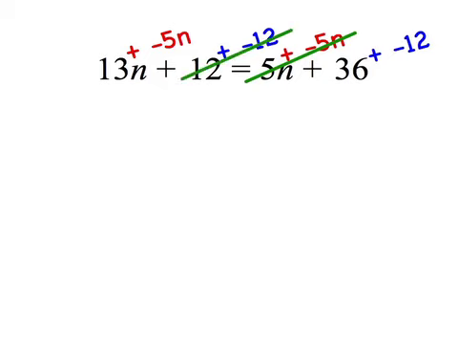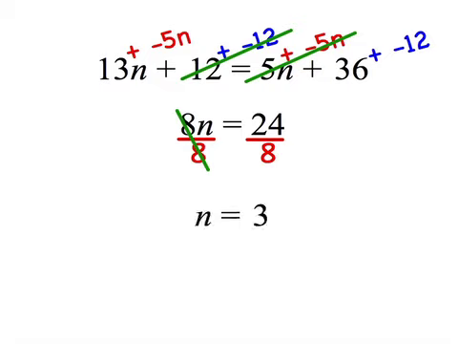So I have a variable term on the left side, turns out to be 8n, and a numerical term, in this case 24 on the right side. I finish it up by dividing both sides by 8. And the answer, of course, is n equals 3.